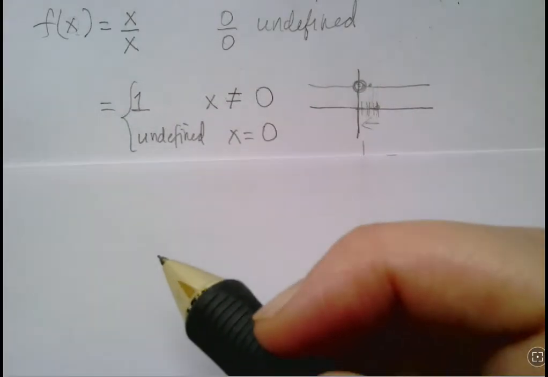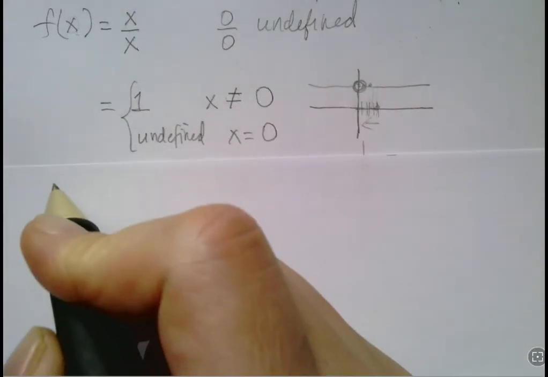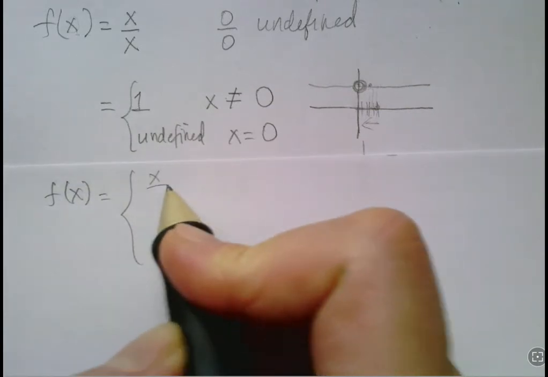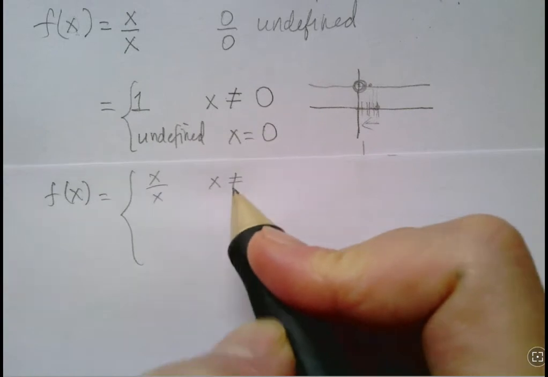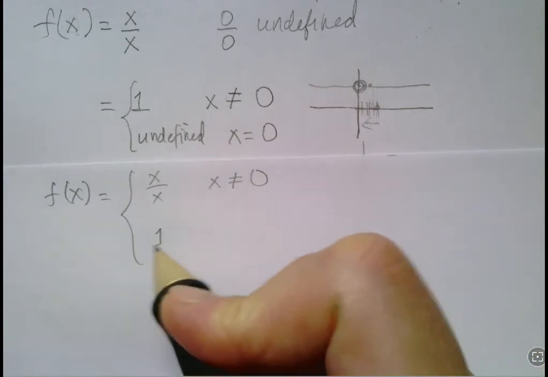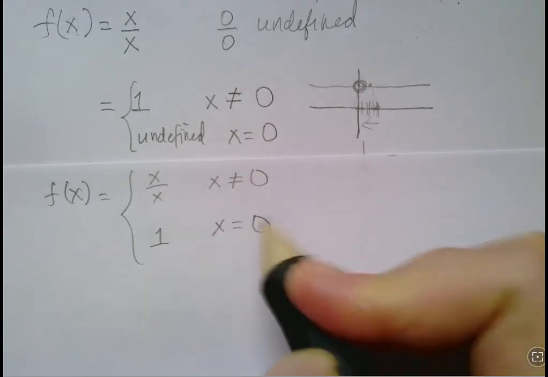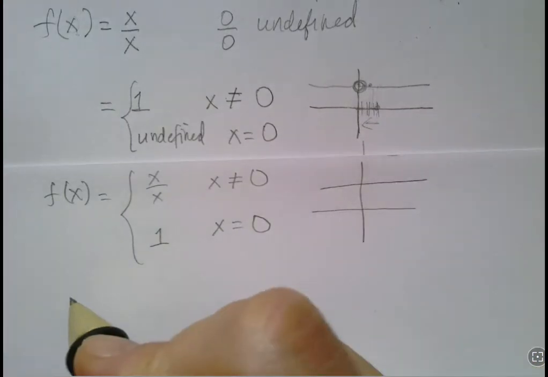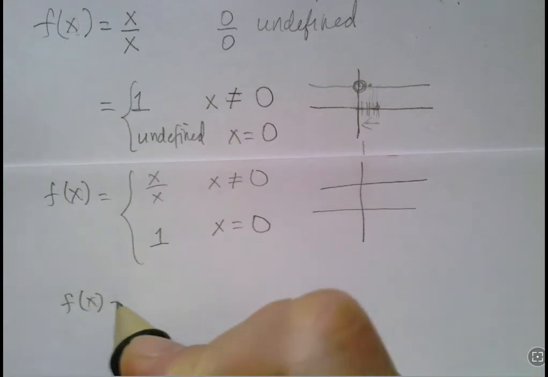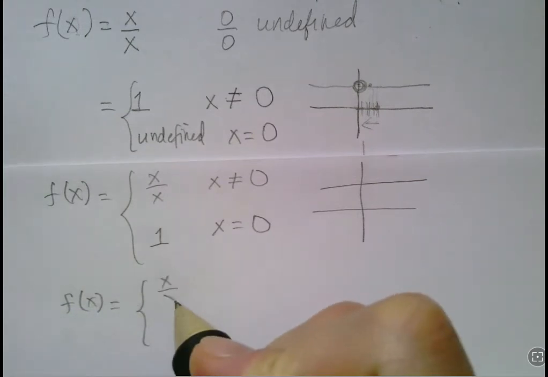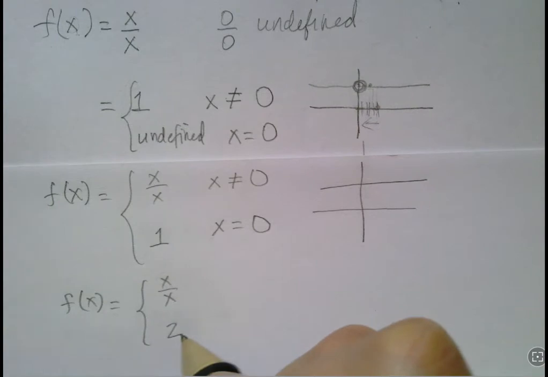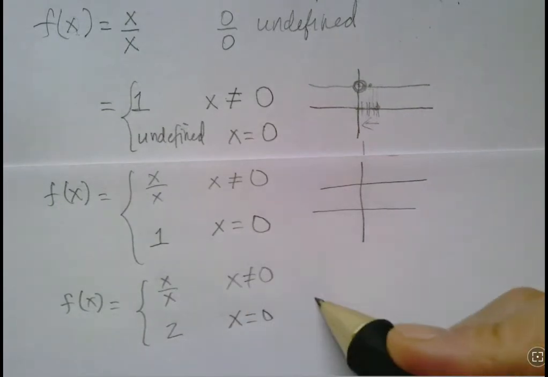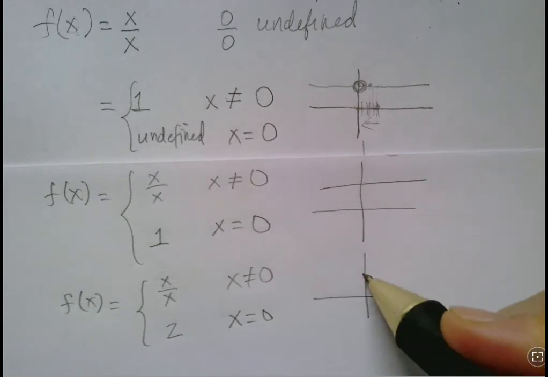We could, for example, fill that hole by defining f of x as x over x for x not equal to 0, and 1 for x equals 0. That graph would look like this. Or we could define f at 0 to be another value, let's say 2. And that graph would look like this.